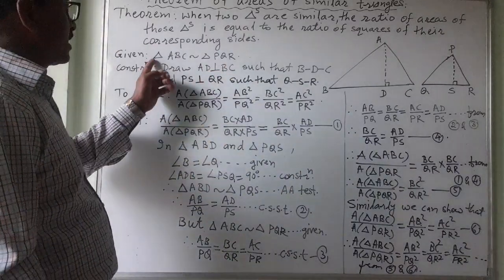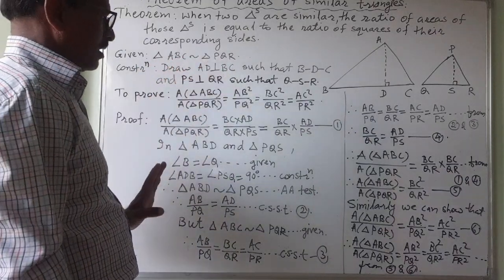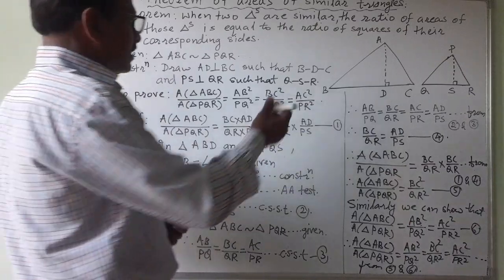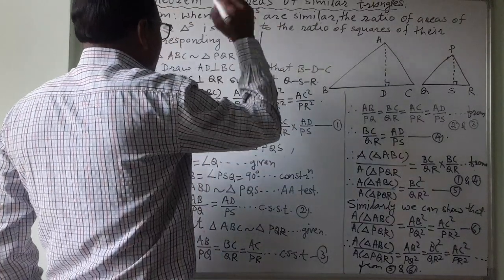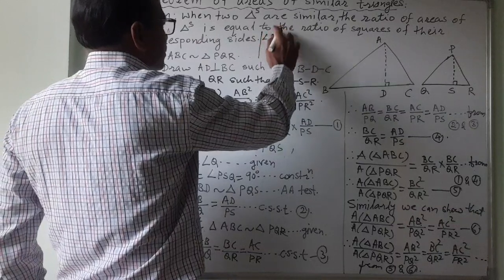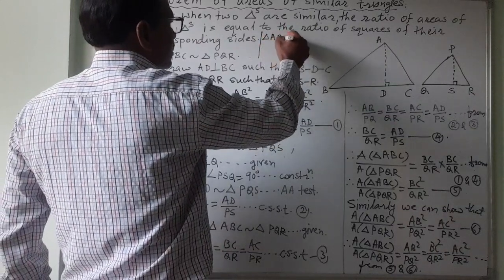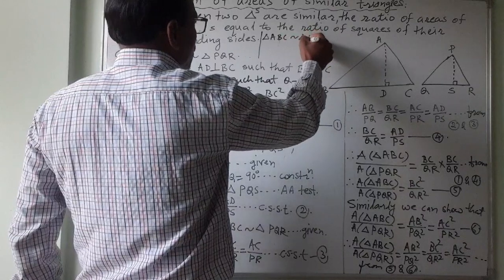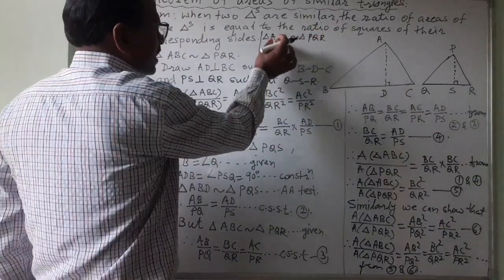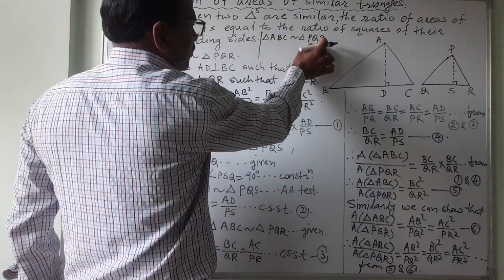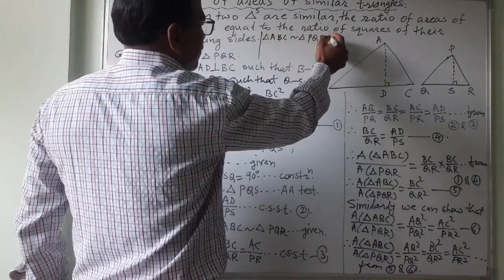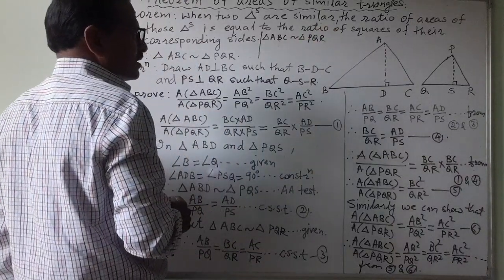Suppose triangle ABC is similar to triangle PQR. Then their corresponding sides are, I don't have the place now, I will write it here. Triangle ABC similar to triangle PQR. Then which are the corresponding sides? AB and PQ, BC and QR, AC and PR. These are the corresponding sides.